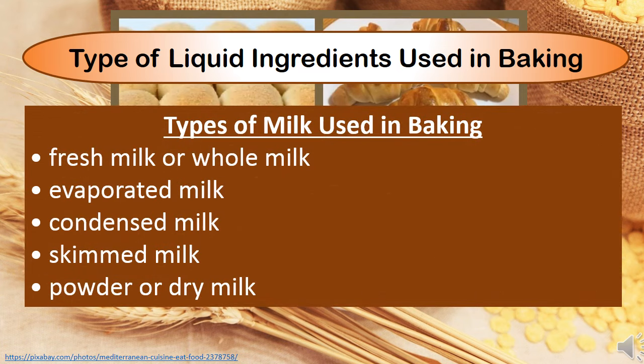Types of milk used in baking: fresh milk or whole milk, evaporated milk, condensed milk, skimmed milk, powder or dry milk.